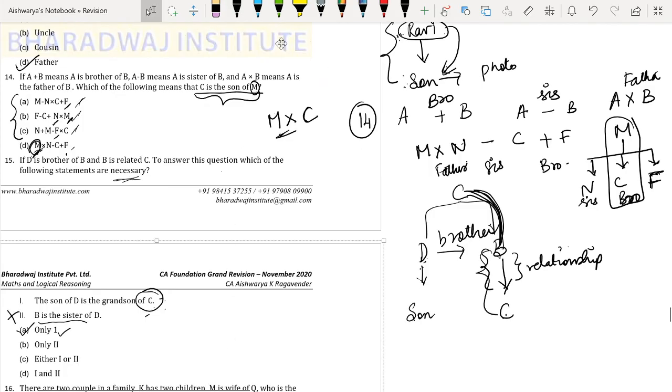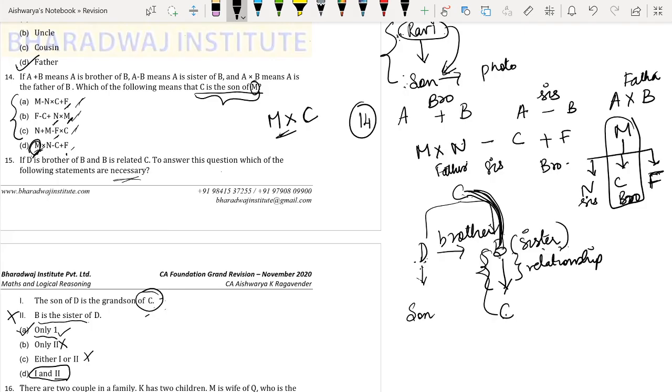Now next, one more thing that I missed telling you, which I think I should tell you: you don't need only one. Now, B is the sister of D, which means you know the gender of B. If this is the brother and this is the sister, then the relationship becomes daughter. You need both 1 and 2. Only 2 is definitely wrong. Either 1 or 2 alone cannot do it. Only if you know both can you clearly tell the relationship.